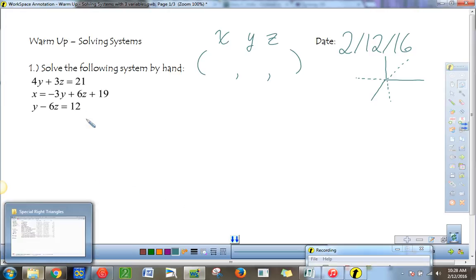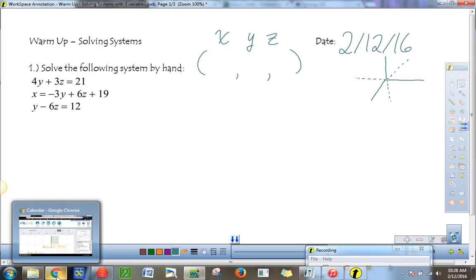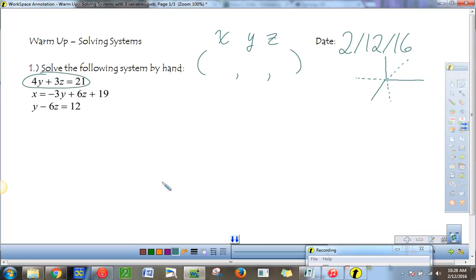Okay? So what do we have here? Which two should we probably start with? The two. Yeah, why would we want to start with this guy and with this guy? Because they both are missing X. They both only have Y and Z. Didn't we already do solving systems with two variables? Yeah. That's all it is.